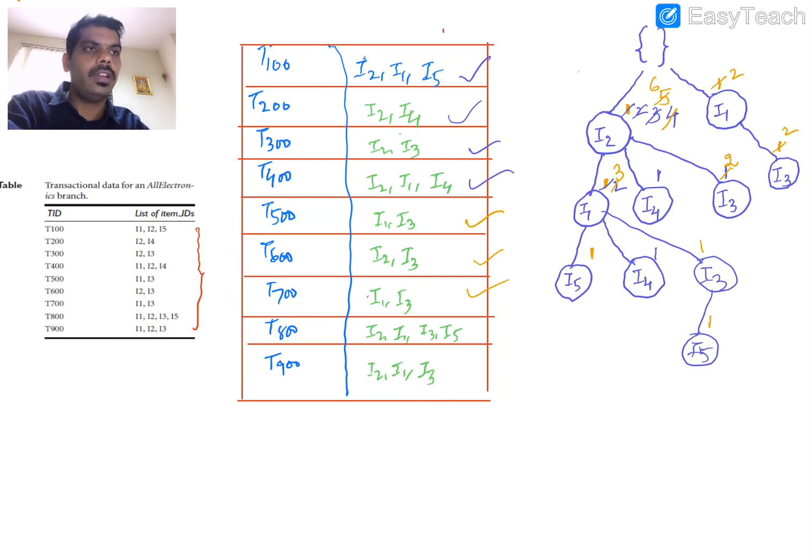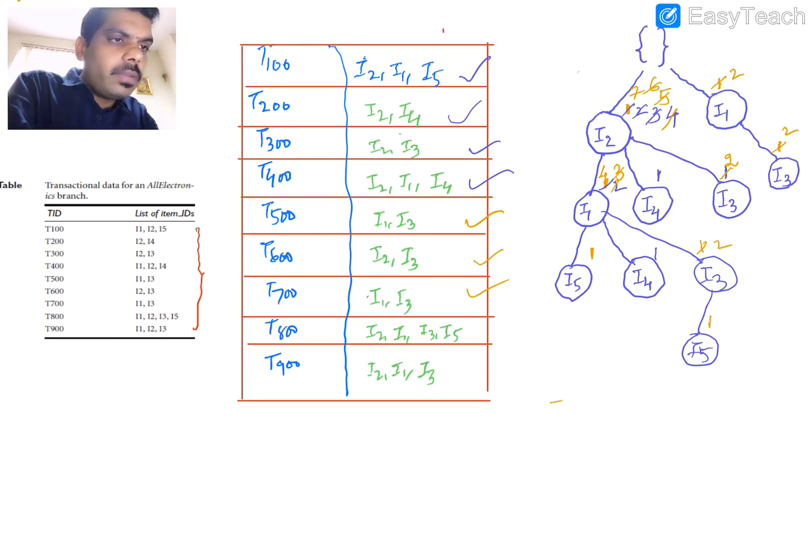Next, I2, I1, I3. I2 7 times, I1 4 times, I3 2 times. Now if you look at the FP tree, I2 count is mentioned as 7. Next, I1 count here 2 plus 4, 6. I1 as 6. Next, I3 appeared for 2. Here 2, here 2, 4.